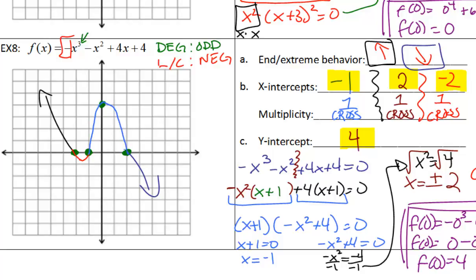Okay, well, what point was that? That's the point 2. What am I supposed to do at 2? I need to cross. Did I cross the x-axis at that point? Yes, I did. So this thing here is the graph of my negative x cubed minus x squared plus 4x plus 4. That's it for graphs of higher degree polynomial functions.